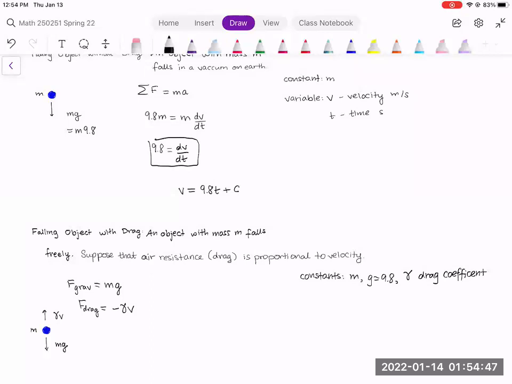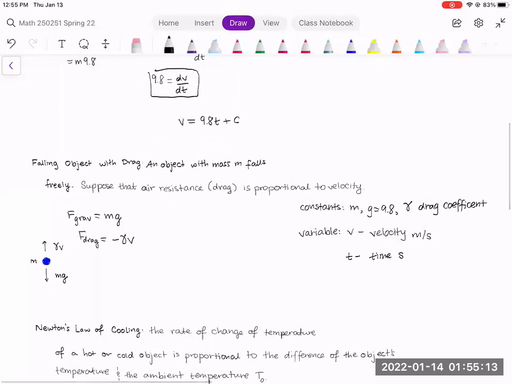All right, we're also going to have variable v. That's going to be our velocity in meters per second. And t is going to be the time in seconds. And t, of course, is our independent variable. Okay, so let us take a look.